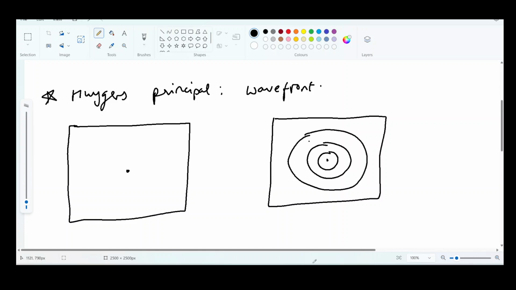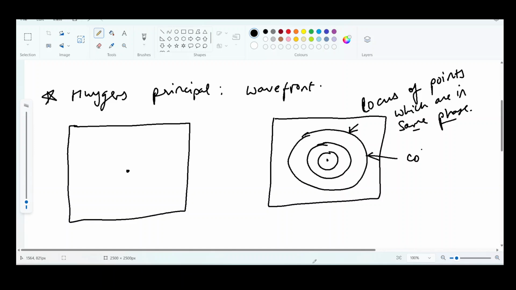Now you must have observed that waves go in circles. These waves go in circles, of course, and a certain circle is a locus. I hope you all know the meaning of the word locus. Locus of all points which are in the same phase. Same phase in the sense they are vibrating in the same manner. So if one is going up, everyone is going up. If one is going down, then everyone is going down. So everyone's phase is the same, and these all are, second thing, coherent.